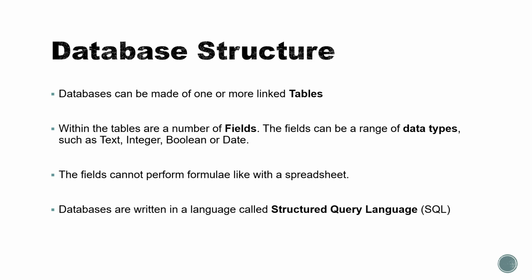Okay, and the fields could be any range of different data types, and you're going to have to get used to slightly different words that you may have come across previously, such as text, integer, which basically is number, but whole number, boolean, which is yes or no, or dates. So remember, boolean is where you have either a yes or no answer. There is no grey area there.